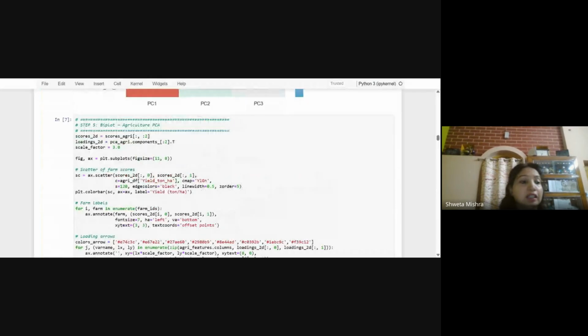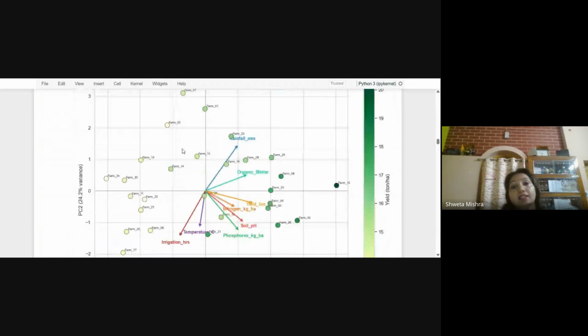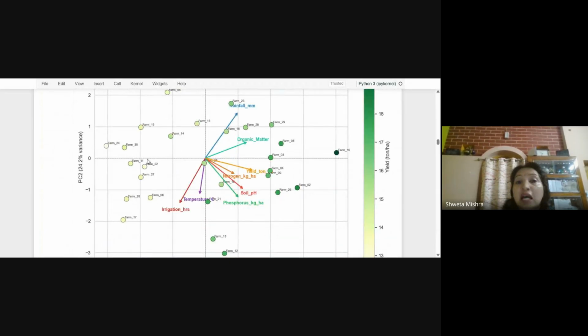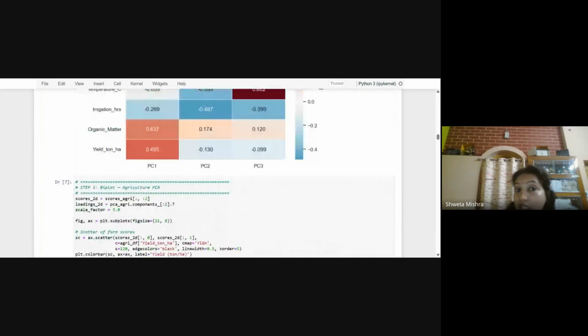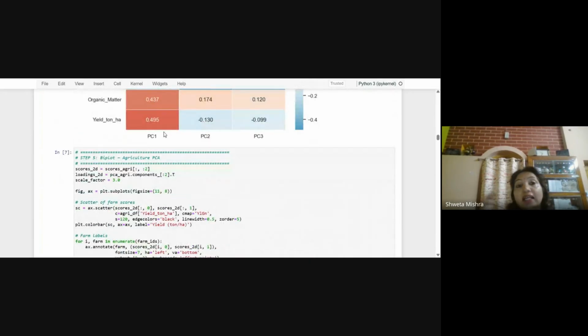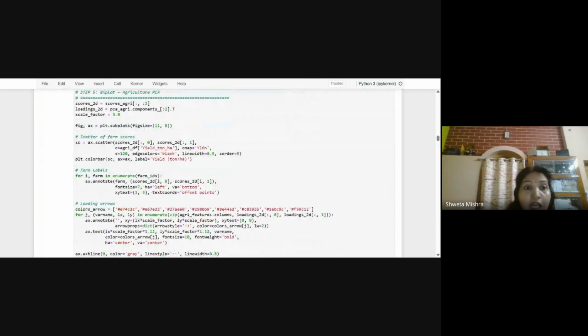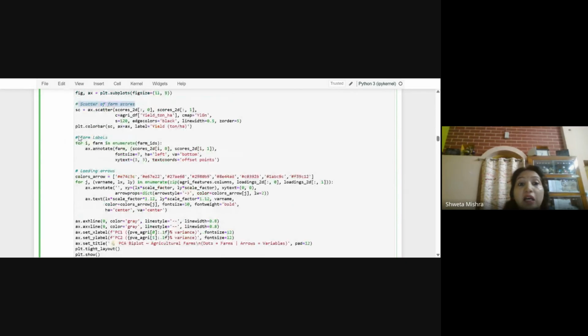Now this is the final plot, and it is an important plot that we have constructed. Since we get the information about which variable impacts the principal component, here we have considered a scatter of the farms. We have a total of 30 farms, so we are going to use those 30 farms, and then we are labeling some farms so we can understand which farm is which.